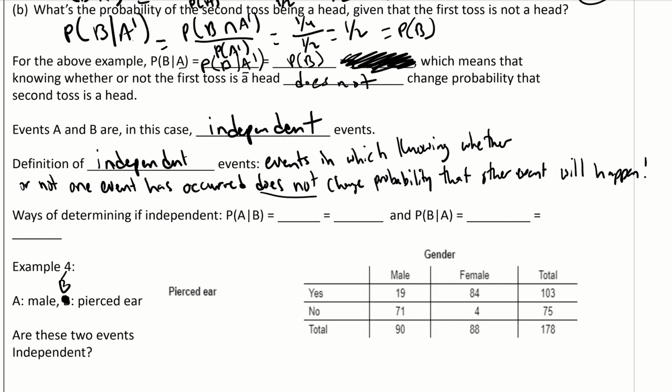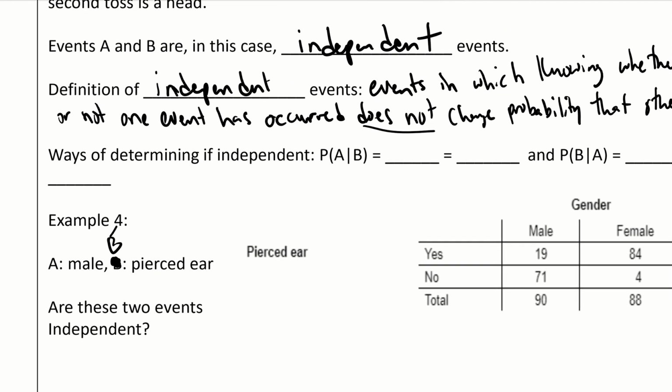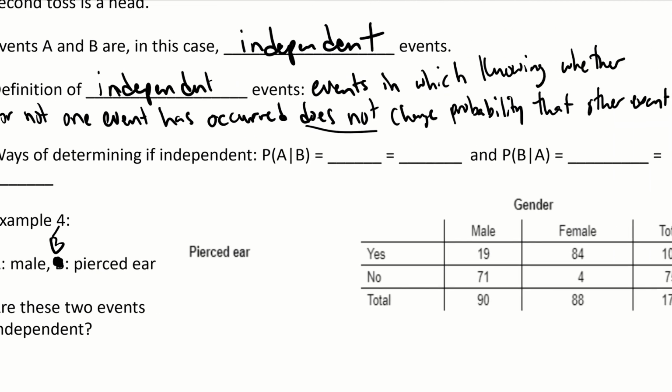Okay, so whether or not the event happens does not have any impact on whether a specific event is going to happen, the probability. All right, that's known as independence. So what are the ways of determining if things are independent?